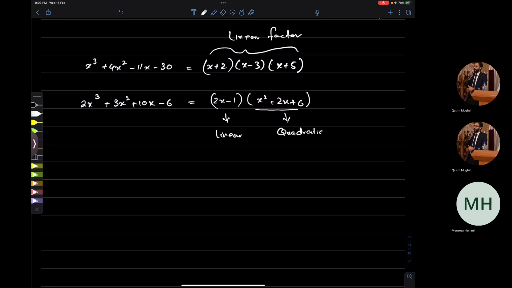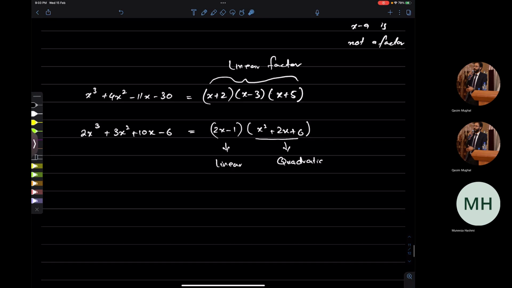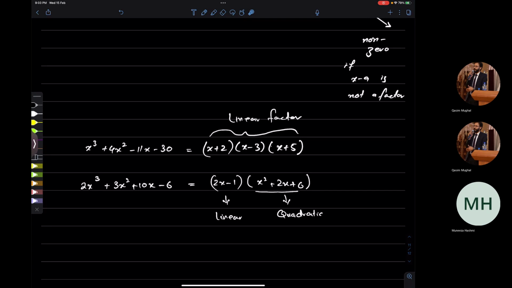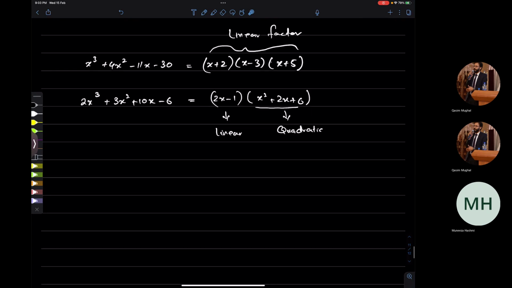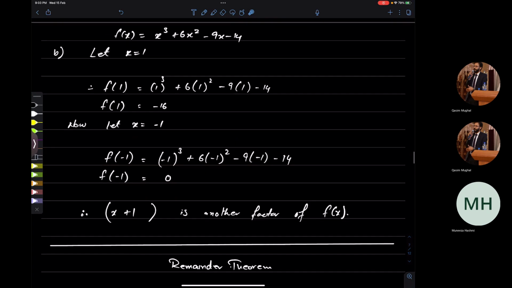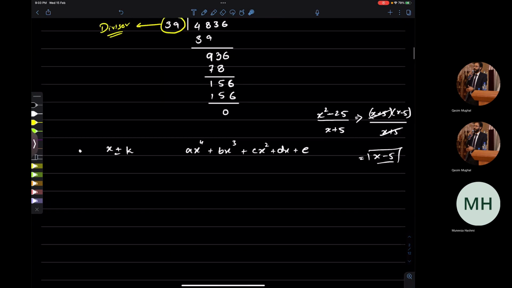Now, how can I actually go from here to here directly? We'll be using the factor theorem. Let me take you quickly back to it. If you remember the factor theorem, if you plug in a number and it gives you 0, then you know it's one of the factors. So all we have to do is look for one factor.